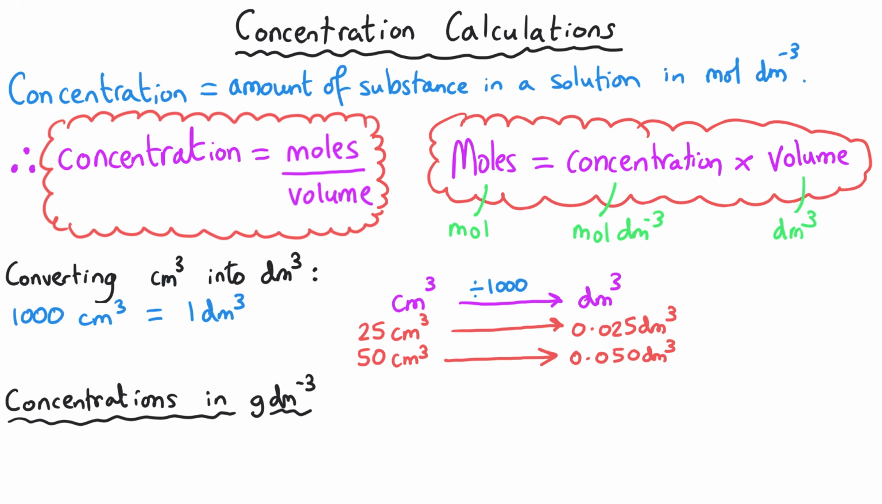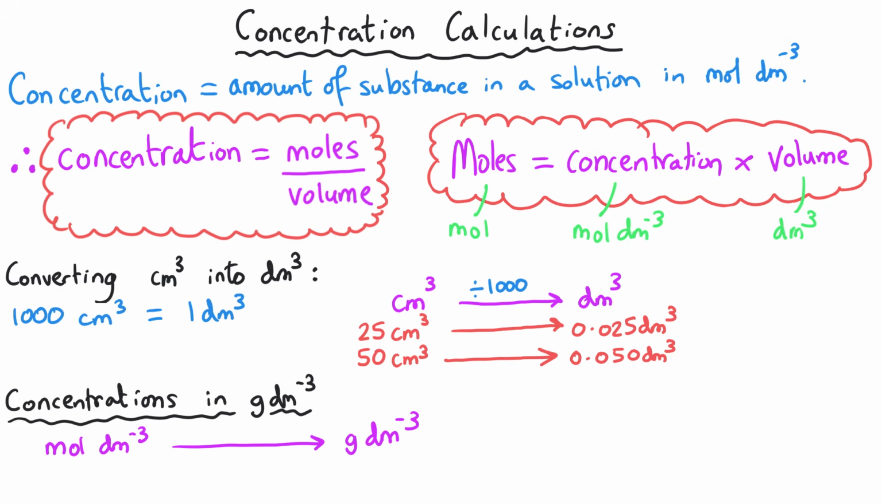Now, I did mention earlier that concentration is typically in moles per decimetre cubed, but it can be expressed in grams per cubic decimetre. And so what you might be required to do is calculate a concentration in moles per cubic decimetre and then turn it into grams per decimetre cubed yourself.